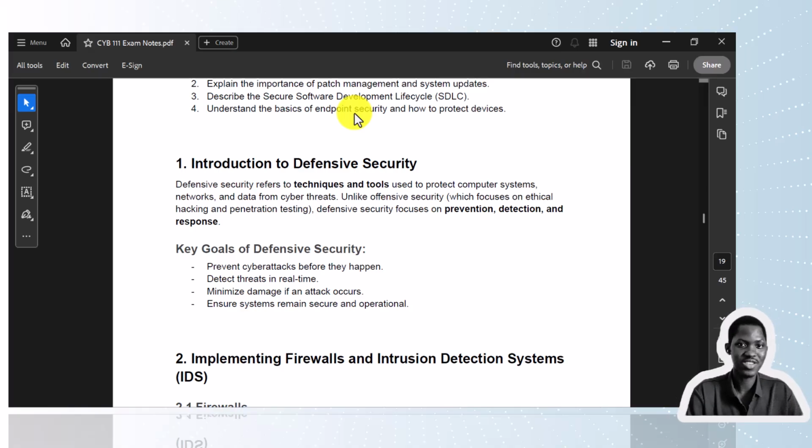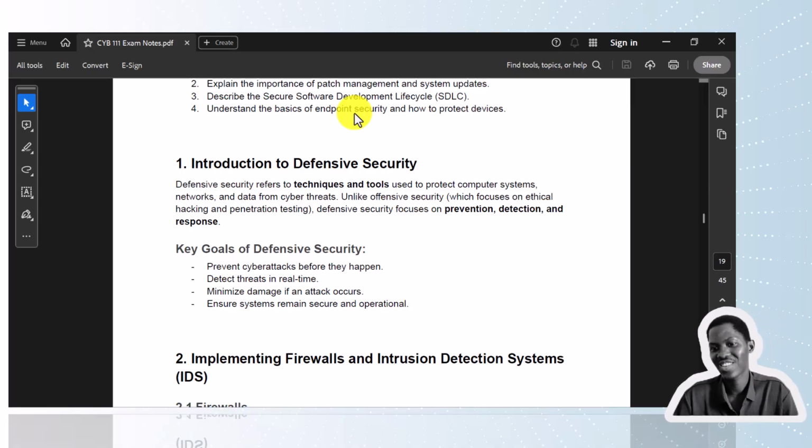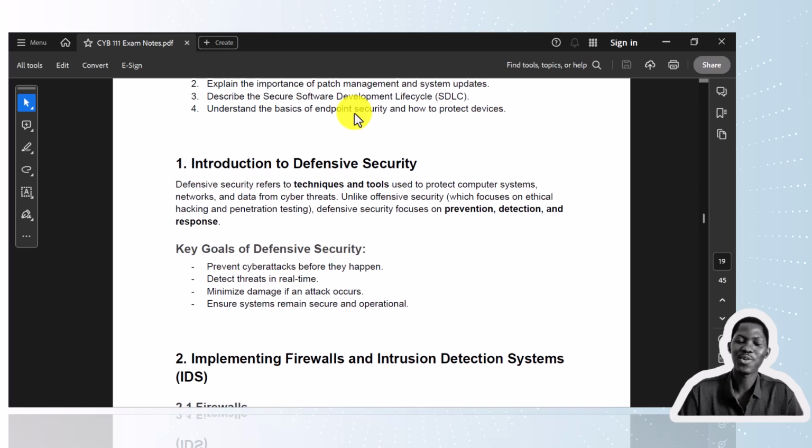So we have defensive security, we have offensive security, right? Defense and offense, for people that are watching football. Unlike offensive security, which focuses on ethical hacking and penetration testing, defensive security focuses on prevention, detection, and response. So it's defensive, it's not offensive. It's not trying to hack something or penetrate something. It's trying to prevent, detect, and respond.